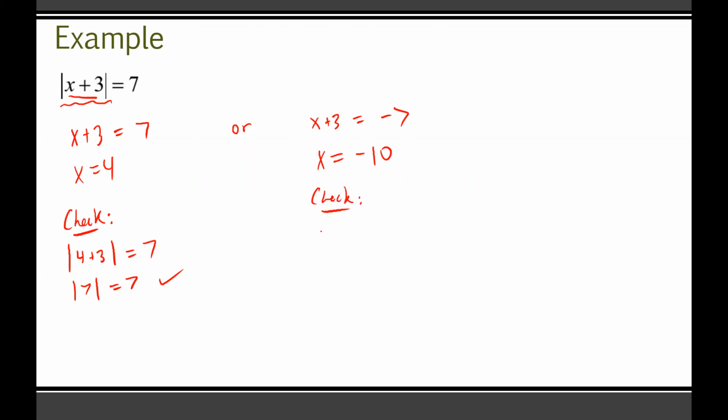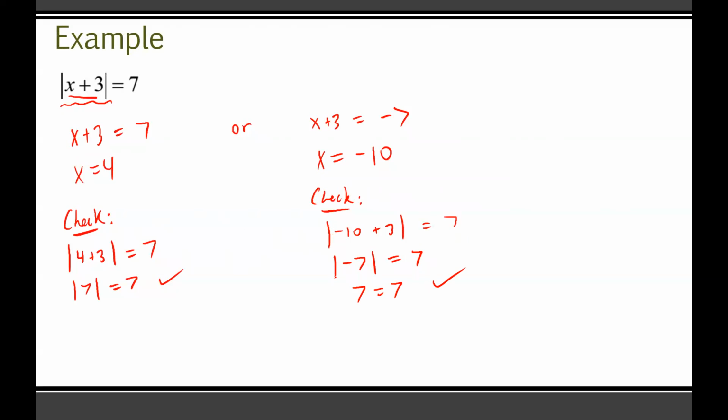So for the check here, we could say the absolute value of negative 10 plus 3. We want to see if that equals 7. Well, negative 10 plus 3 is negative 7. So the absolute value of negative 7 equals 7. In case you're not already seeing it, what is the absolute value of negative 7? Well, it is 7. So 7 equals 7. And capiche, we're good, right?